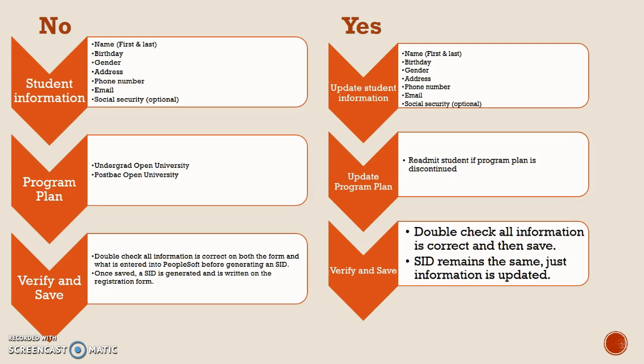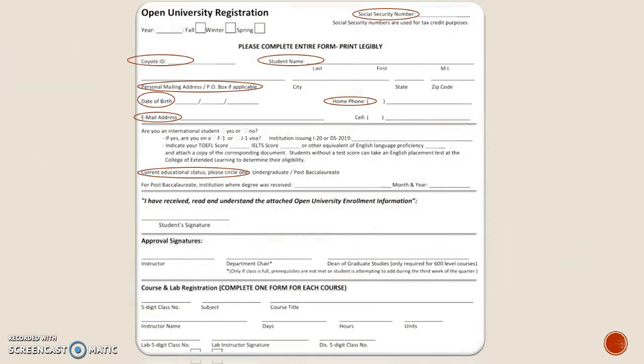If the student is in the system, we must update all student information. We must also update their student program plan to re-admit them into the program if they have been discontinued. We will then also double check all information is correct from the form and then click Save. The student ID number remains the same, only the information is updated. As you can see, this is what we need in order to create a student ID number.